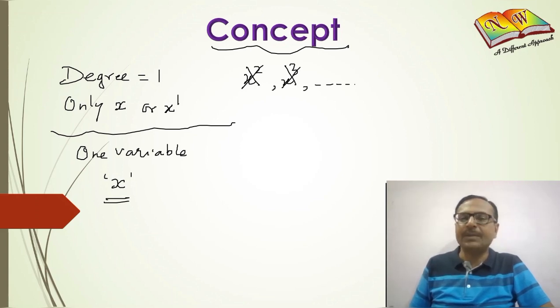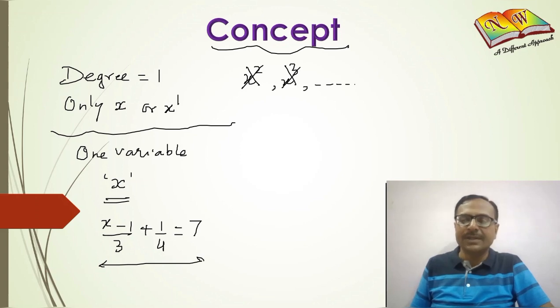Let's take an example of x minus 1 upon 3 plus 1 upon 4 equals 7. As you can see here, this particular equation has x, that means x raised to power 1, and therefore it is a linear equation. And why is it in one variable? Because apart from x, there is no other variable in the equation.